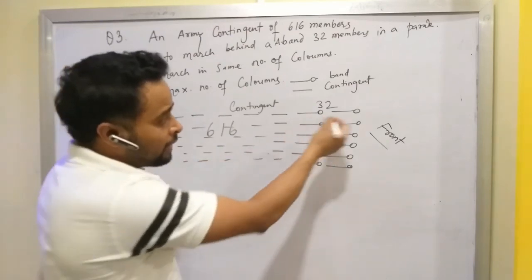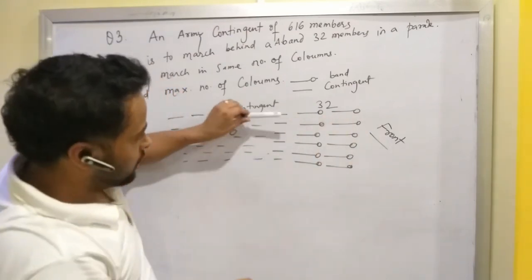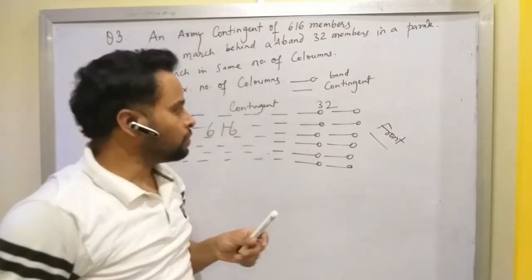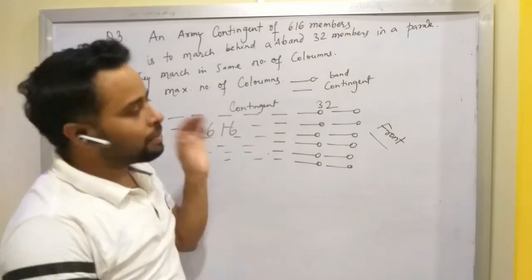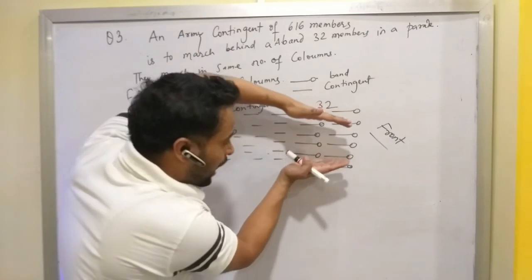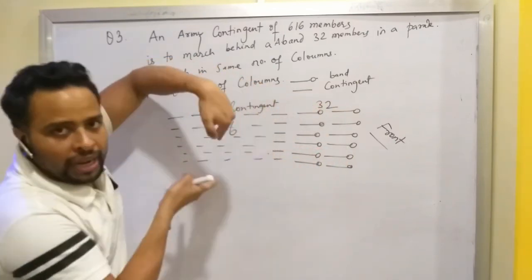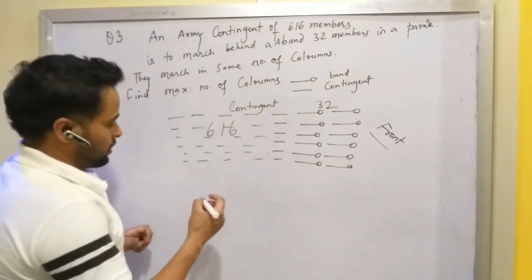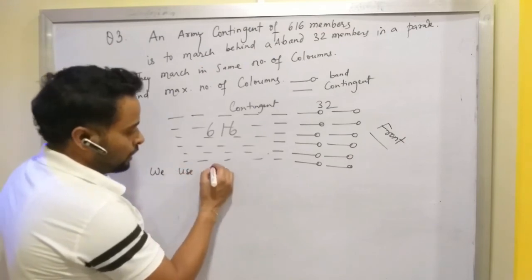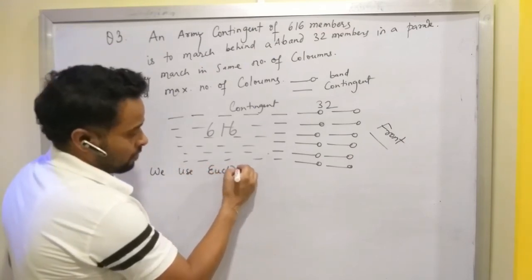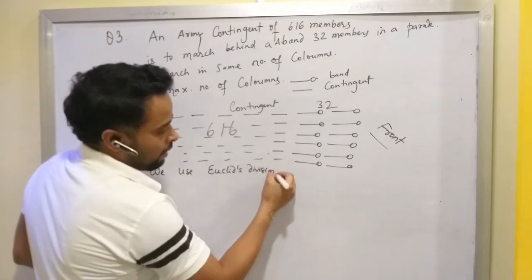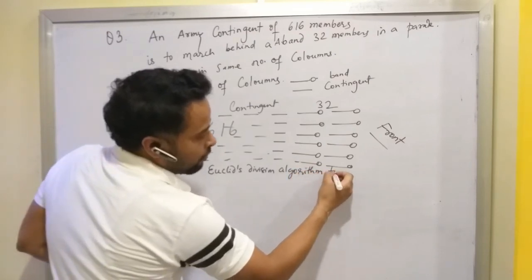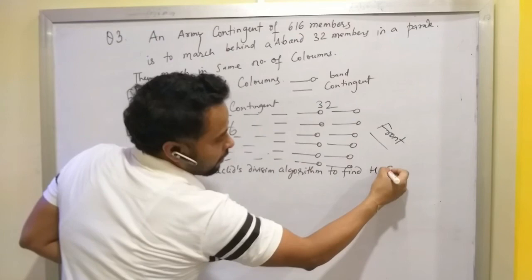So they have to be in an equal number of columns. If we make a line, this is column 1, column 2, and so on. What is the maximum number of columns in which this army band and contingent fit together in the line, with no one kept extra? So in that, we use Euclid's division algorithm to find the HCF. HCF of what?